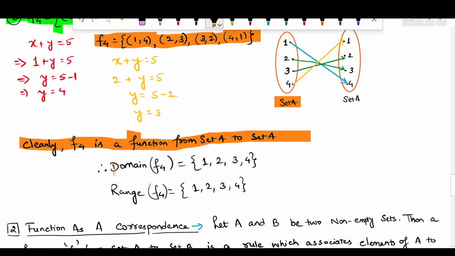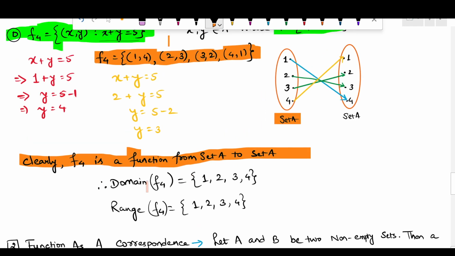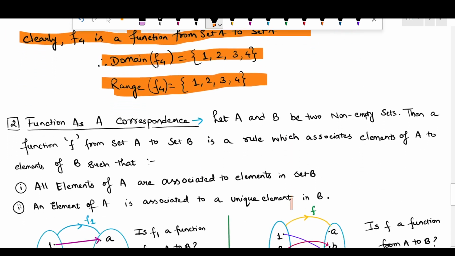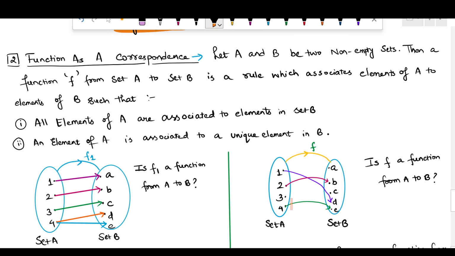Now the domain of f4 is this set A itself, and the range is where the images of set A go, right? I hope this is clear to all of you.